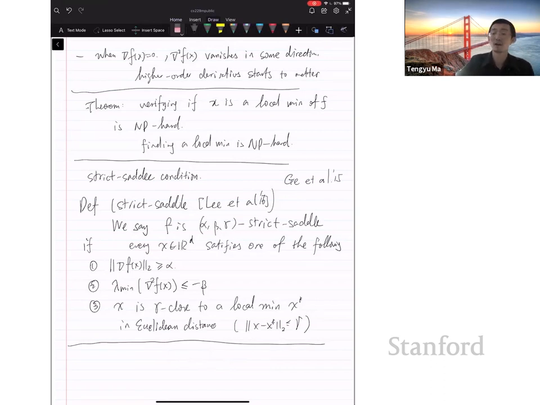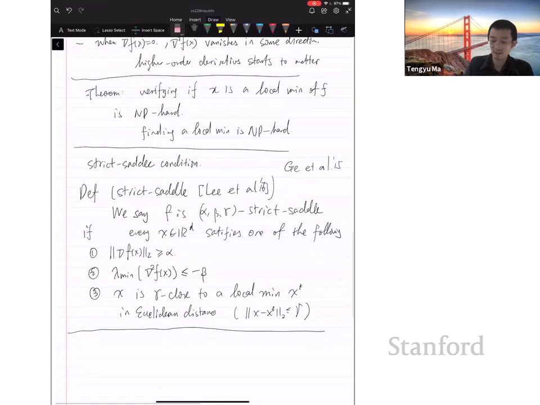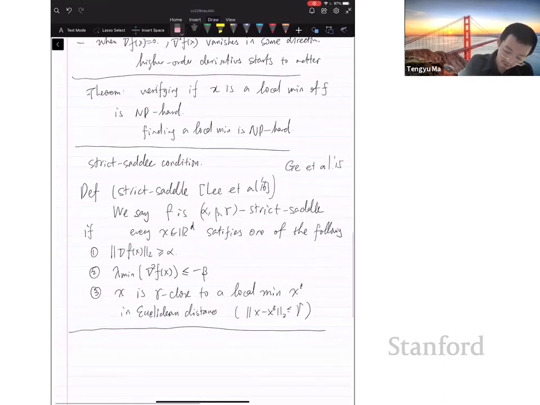Yes, alpha and beta are positive. Yes, that's right. So this definition only makes sense when alpha, beta, and gamma are positive. I think, right, yes, exactly. So alpha, beta. Any other questions?